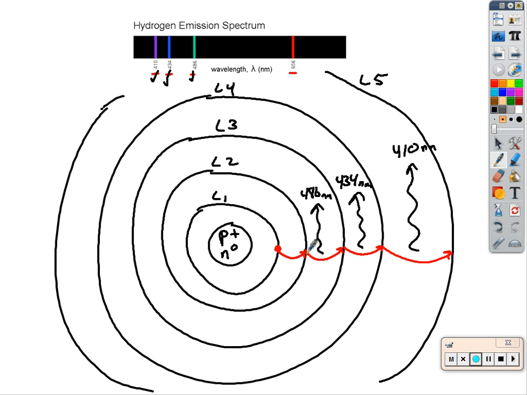And then as it finally drops from level 2 back down to level 1 again, it's going to release that 656 nanometer wavelength of light. Every level it drops down shows up as a specific wavelength of light in that spectrum, that emission spectrum for hydrogen. And it works very well for hydrogen. It shows exactly the energy levels the electron's bouncing through. But the problem is it only works for hydrogen.